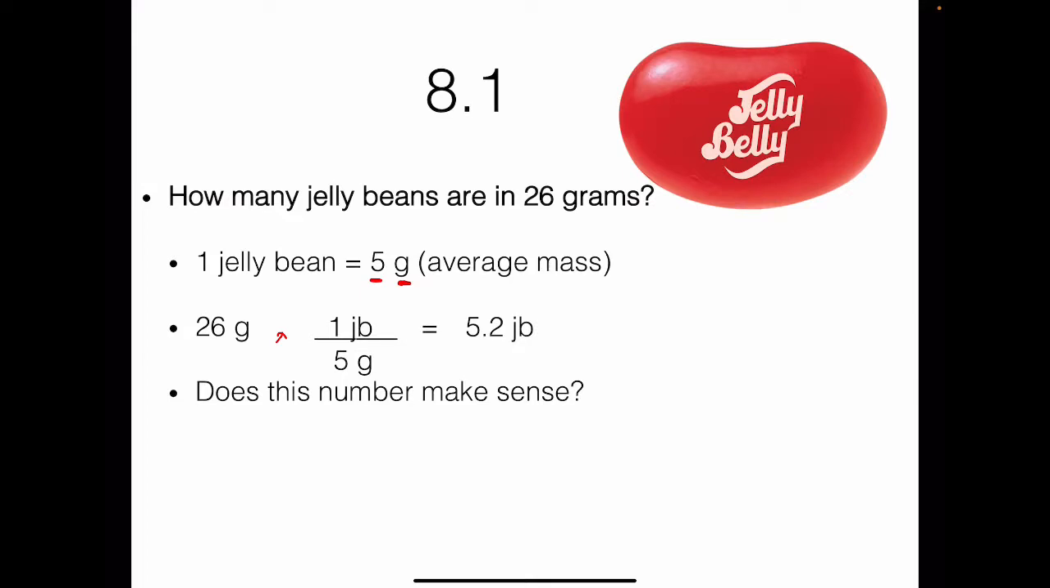And does it make sense looking at the math? Yeah, it makes sense. 1 jelly bean is 5 grams. So if I'm looking for nearly 5 times that many, I'm going to need 5 times that number of jelly beans.